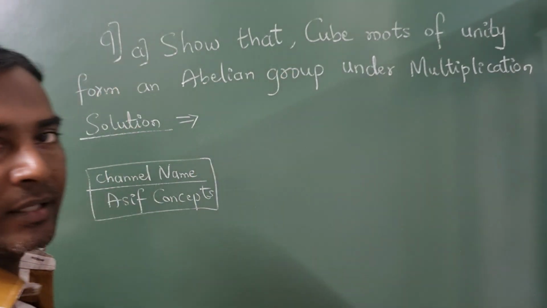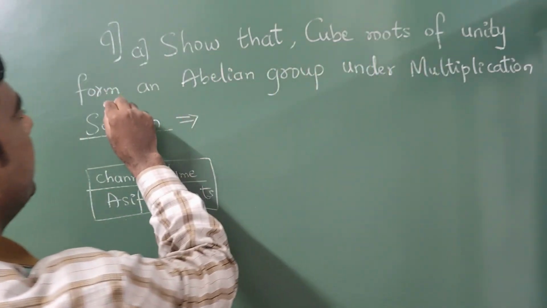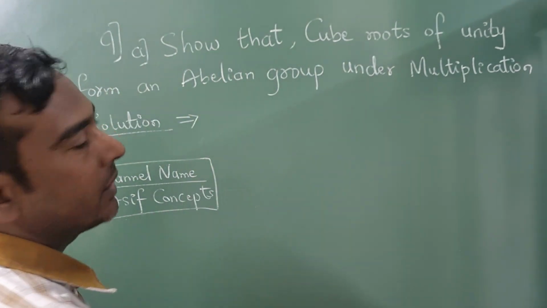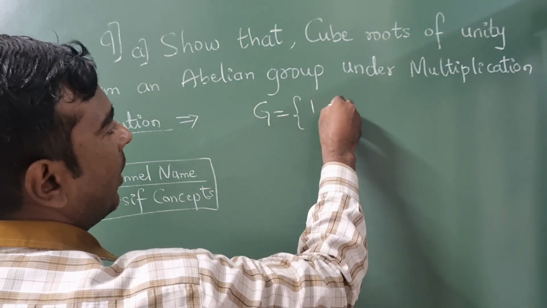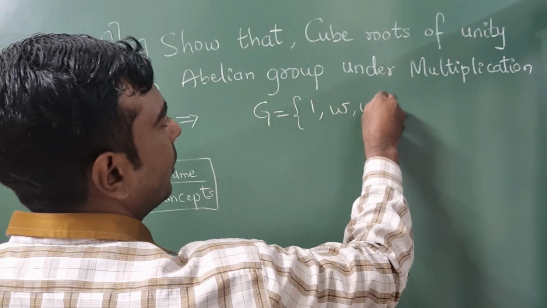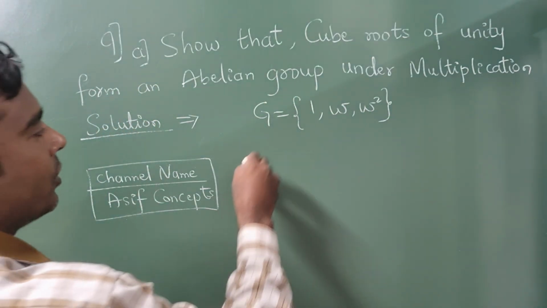This question was asked in exam for 7 marks. Show that cube roots of the unity form an abelian group under multiplication. Now let G be 1, omega and omega square. So this can form the cube roots. Now, how do you write?